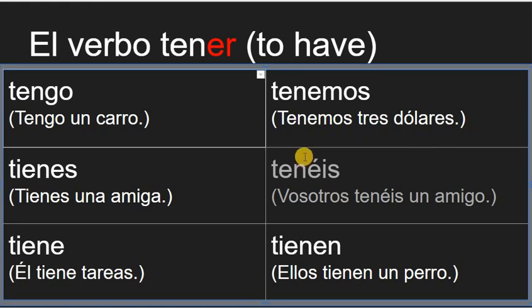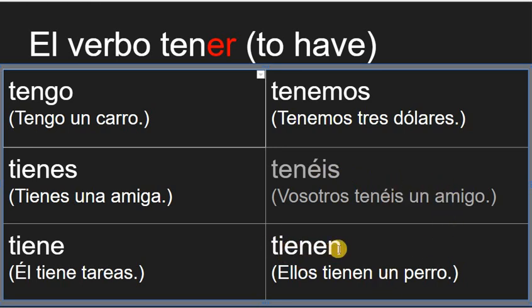The tenéis is the y'all have. It's the you plural, familiar. It's not used as much in the Americas, although you will see it in Argentina or Panama. It's not used as commonly as you would hear it in Spain. So I left it a little bit grayish, the text. Tenéis. Vosotros tenéis un amigo. Y'all have a friend.